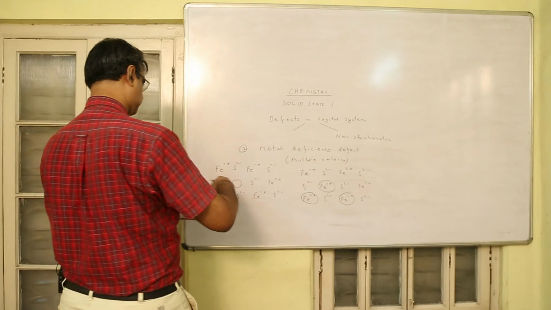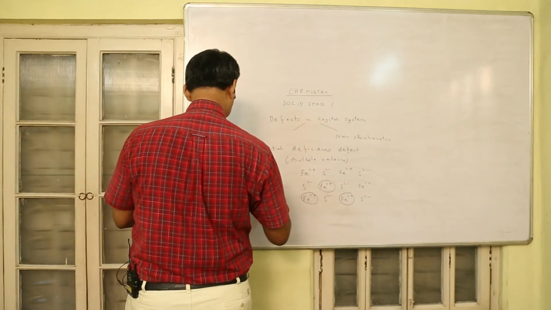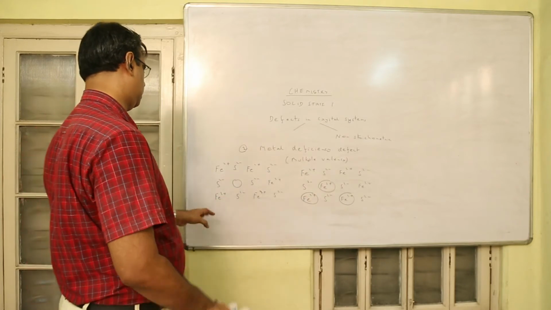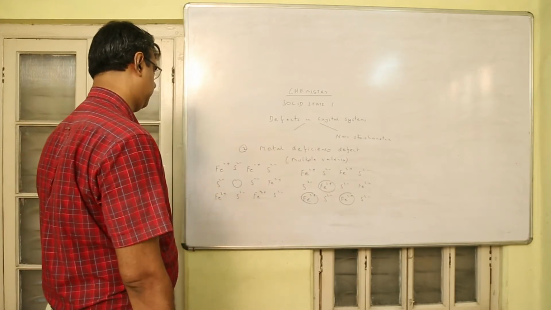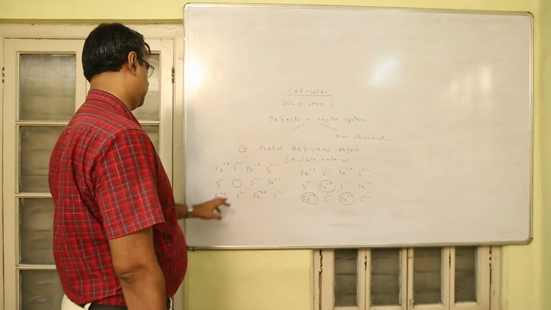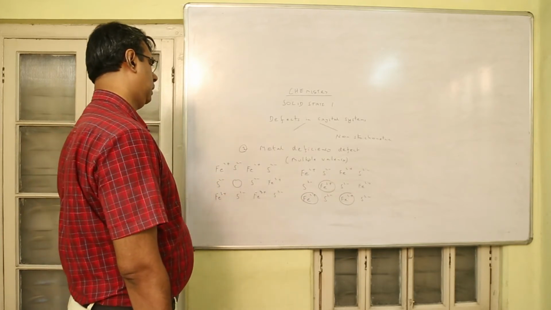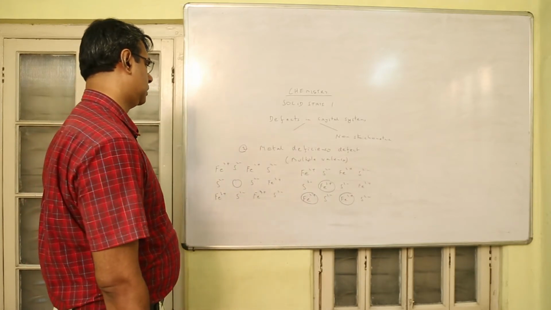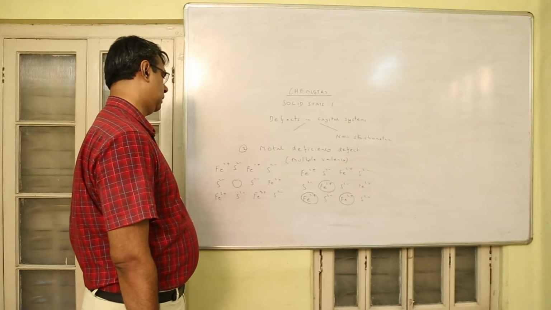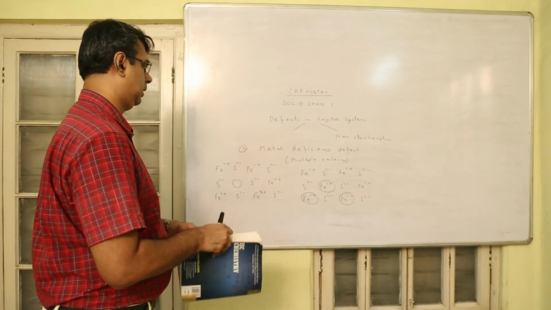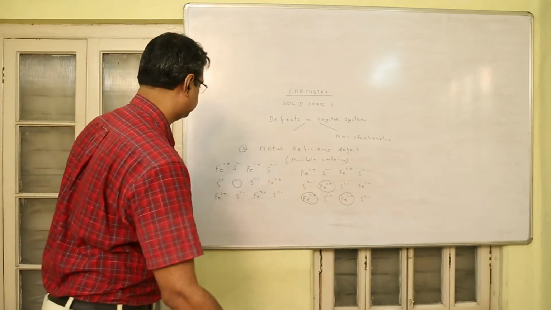And out of the 3, 2 are occupied by Fe3 plus, so that gives a metal deficiency at this particular lattice position. So metal deficiency defect is found in those metals which are capable of multiple valency, like iron, copper, etc.